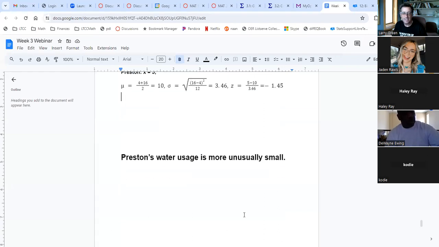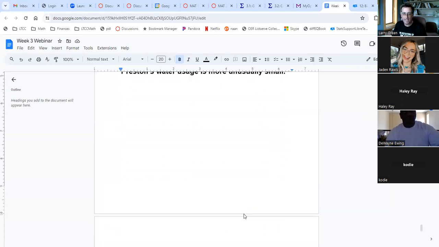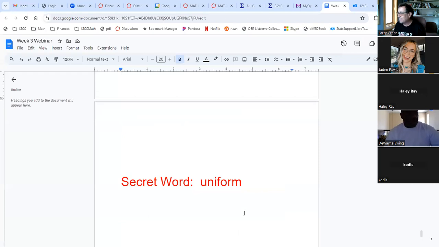Okay, so it is 2:31, which means it's time for the secret word. And the secret word is uniform. By the way, when you hear the word uniform, you might think of the military. Why do they make military people wear a uniform? Not to be mean, by the way. That's not why they do it. Yeah, so they all look the same.